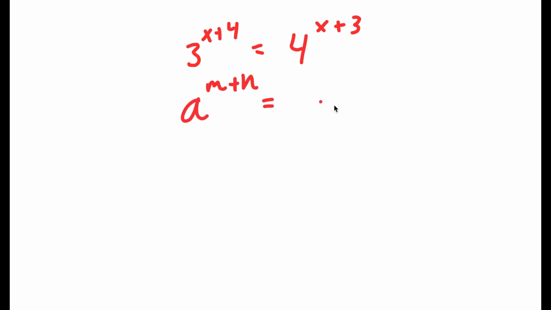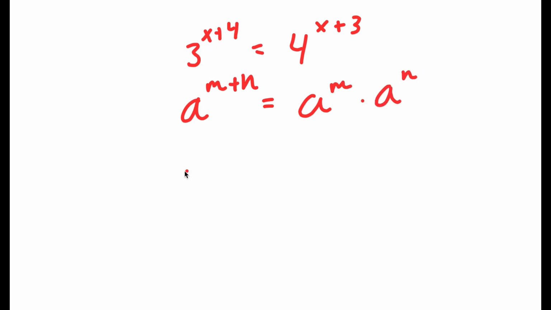All right, so in this problem, I have 3 to the power of x plus 4 is equal to 4 to the power of x plus 3. So now to solve this, I'm going to first start by using the property that states that if I have something in the form a to the power of m plus n, this is equal to a to the power of m times a to the power of n.